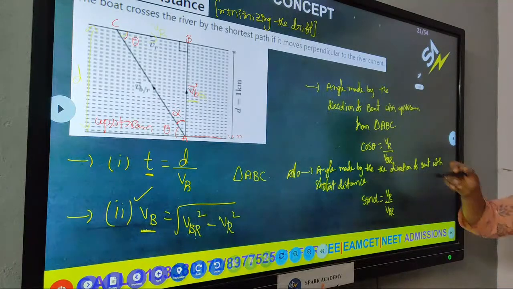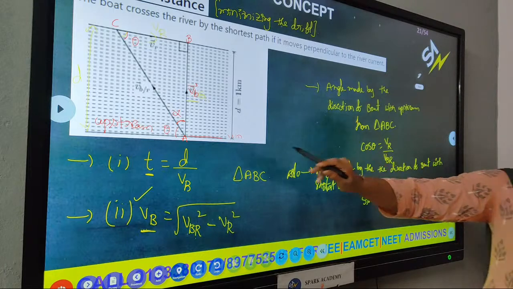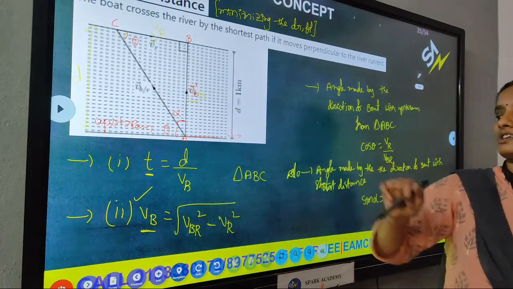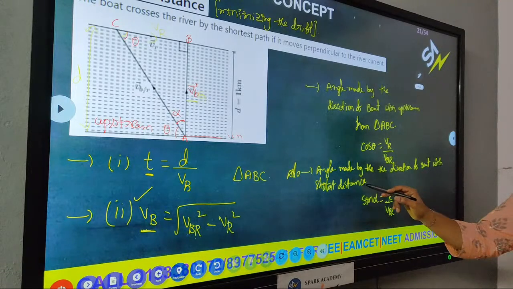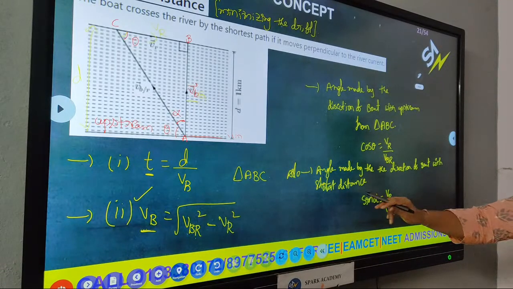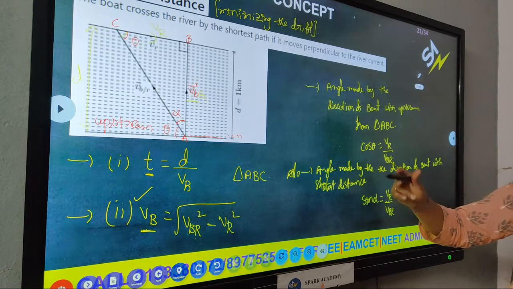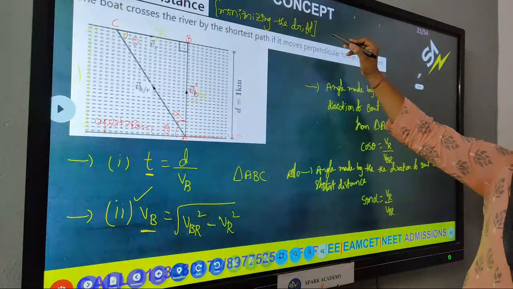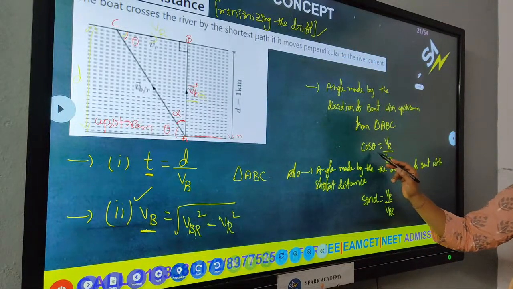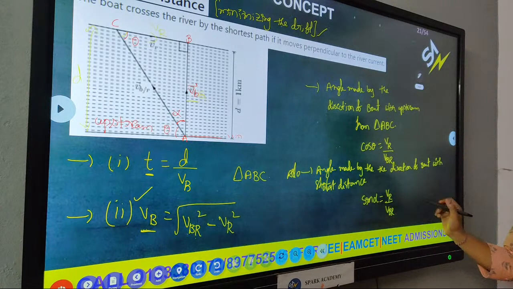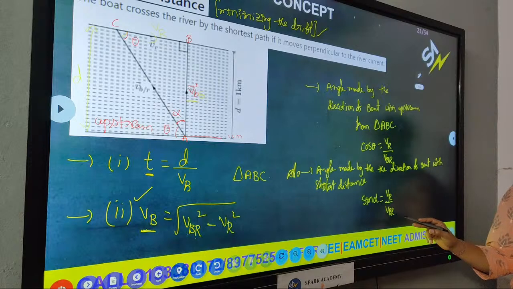So if they are asking the angle made by the direction of boat with upstream, consider cos theta from the same triangle, which is equal to VR by VBR, and the angle made by the direction of boat with the shortest distance. Or they can ask, what is the angle made by the direction of boat to minimize the drift? Any of the angles you can find, like cos theta and sin alpha. Sin alpha is also equal to VR by VBR.